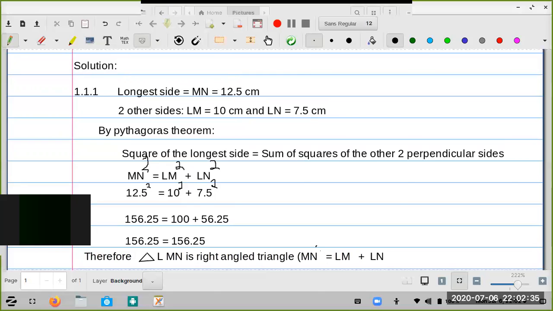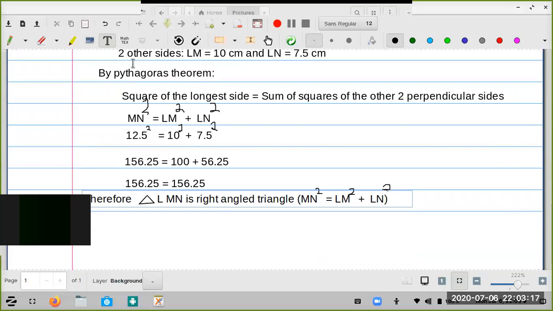In other words, the left-hand side is equal to the right-hand side, or the longest side squared is equal to the sum of squares of the other two sides. So for this one, we are done. Let me just finish this one by putting a bracket there. I'm closing the bracket. This is the reason why we say this is a right angle. Then let us move on to the second one.